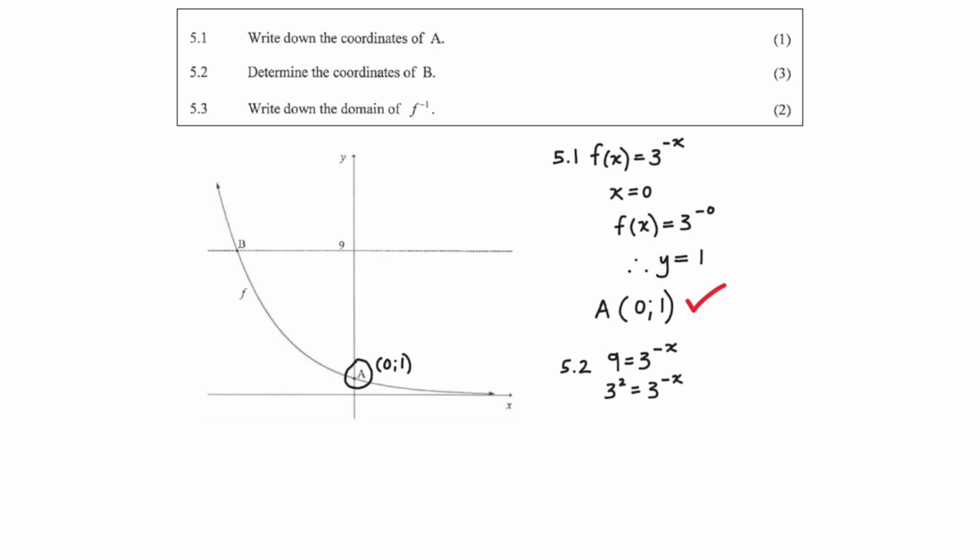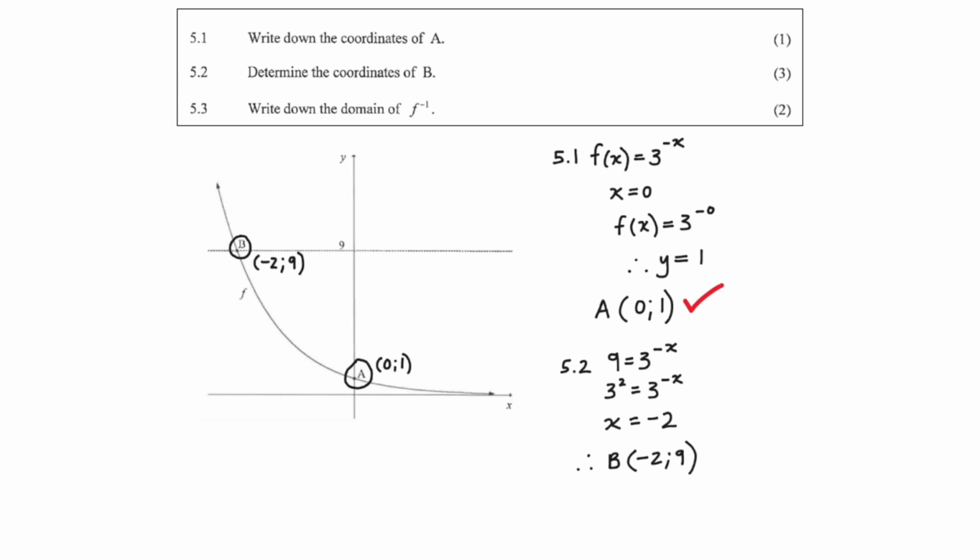Then we have 3 to the power of 2 is equal to 3 to the power of negative x. And if the bases are the same, we can then say that the exponents are equal. So that means x is equal to negative 2. And now we need to write down the coordinates of B as it is asked in the question. So B's coordinates is then negative 2 and 9.